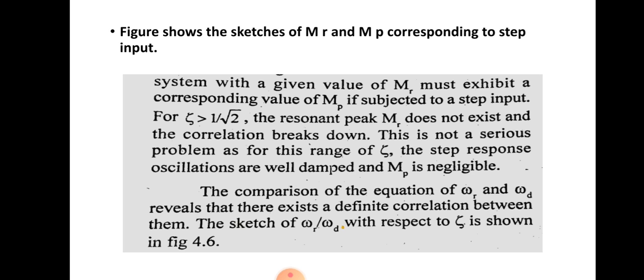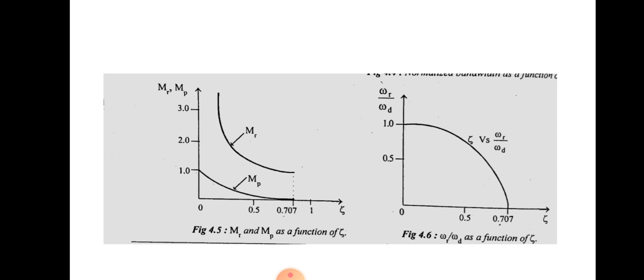The comparison of the equations for omega_r and omega_d reveals that there exists a definite correlation between them, where omega_r is the resonant frequency in the frequency domain and omega_d is the damped frequency of oscillation in the time domain specification. The sketches of omega_r and omega_d with respect to epsilon are shown in the figure, and the correlation is like this. Because omega_r and omega_d are both functions of epsilon, they are correlated. That's all about this topic. Thank you.